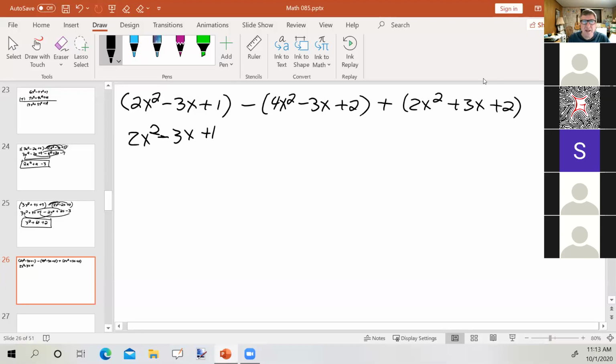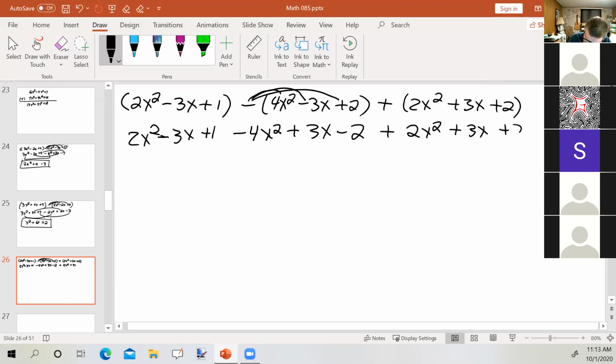Okay? The second trinomial, I'm going to distribute the subtraction sign, so I'm going to get minus 4x squared. Minus times a minus is plus 3x, and minus times a plus is minus 2. The third trinomial is plus, so I'm going to get just what's inside, because multiplying what's inside by a plus 1 doesn't change what's inside. Any questions so far? All right.